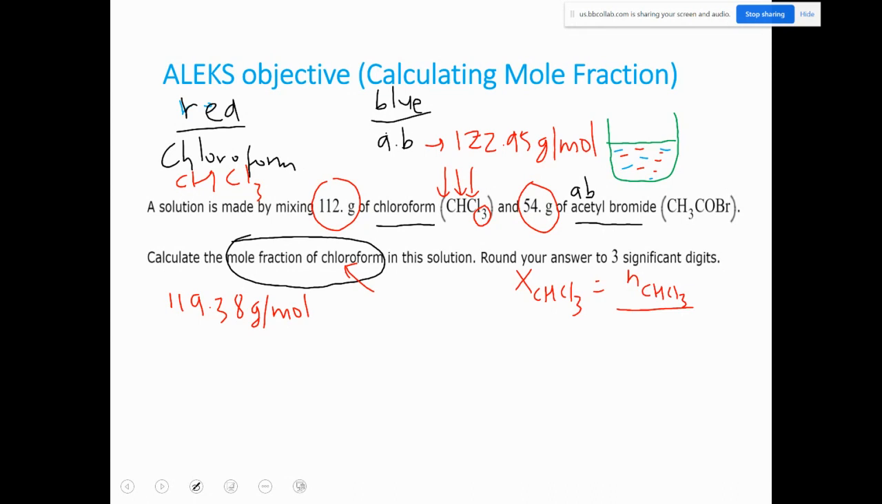But since in my solution I have chloroform and ethyl bromide, I'm going to do something like this. My total number of moles is going to be number of moles of CHCl3 plus number of moles of AB, which stands for ethyl bromide right here, AB. Because this part right here just gives me the total number of moles in the solution. Total moles.